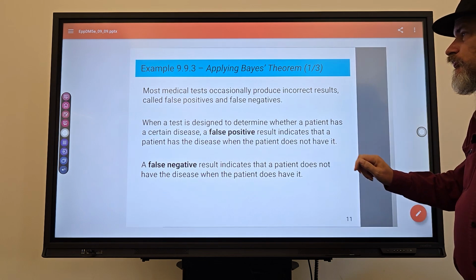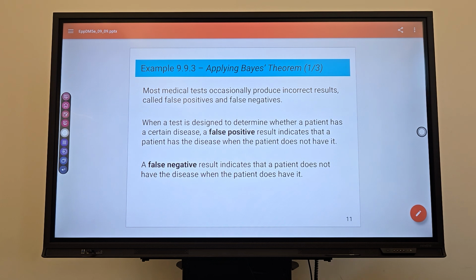All right. Most medical tests occasionally produce incorrect results, called false positives and false negatives. When a test is designed to determine whether a patient has a certain disease, a false positive result indicates that the person has the disease when the patient in fact does not. A false negative indicates that a patient does not have the disease when the patient actually does have it.